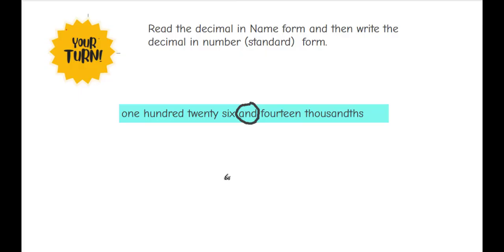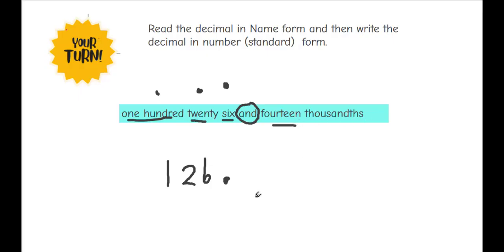Let's check. We have our decimal as and. We have the number 126. Looks like the one that we just did. This is in the ones place, tens place, hundreds place. So that one works out very easily, 126. But now we have 14 thousandths.